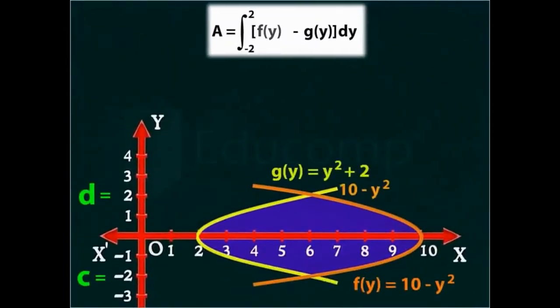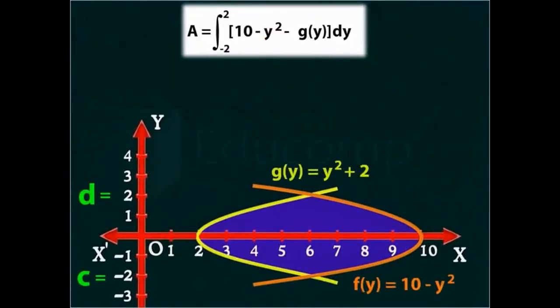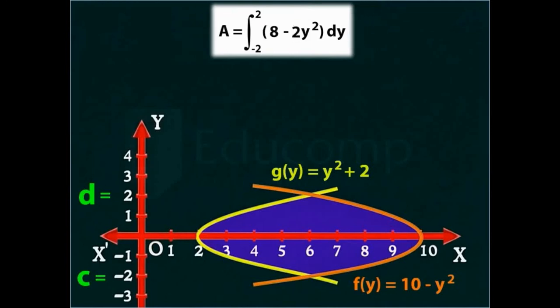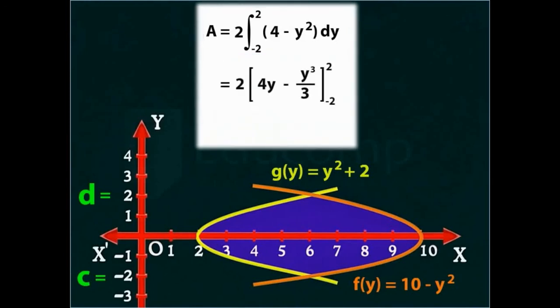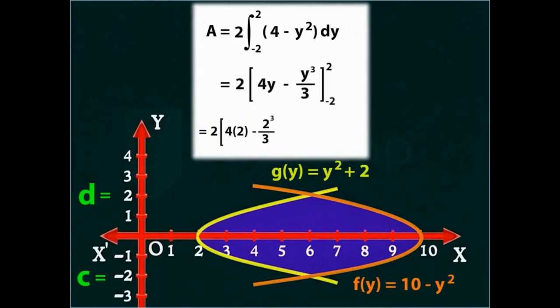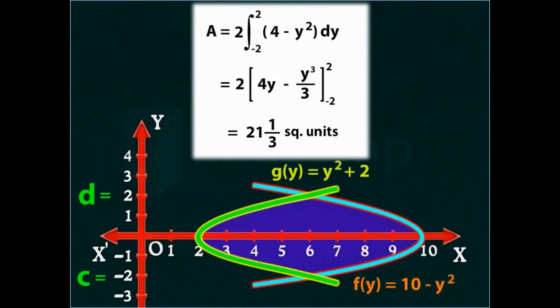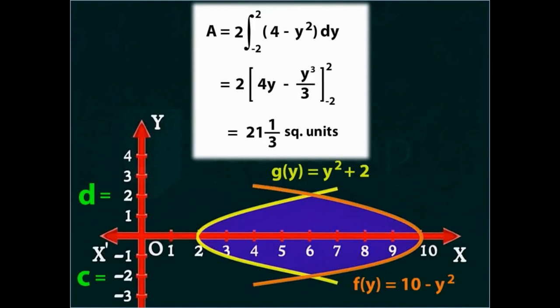Now substituting 10 minus y square for f of y and y square plus 2 for g of y, and solving the definite integral, we get the area equal to 64 upon 3 square units or 21 1 upon 3 square units. This is how we can find the area enclosed between any two functions of y.